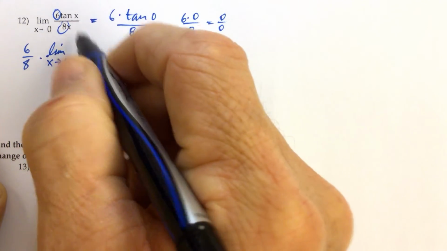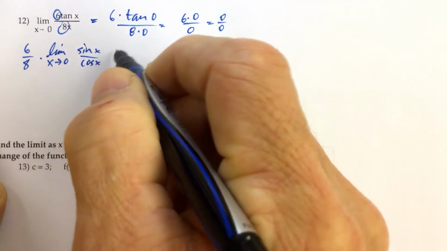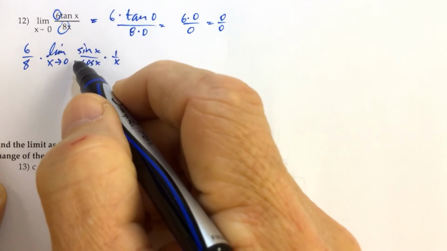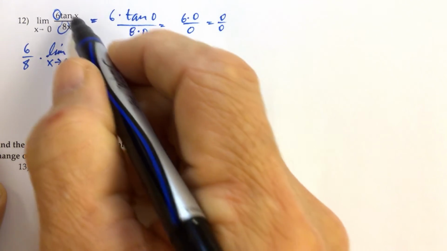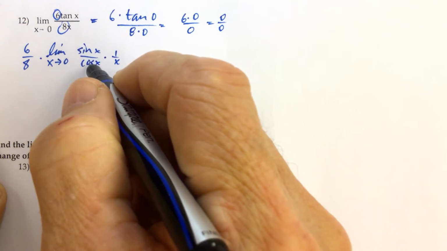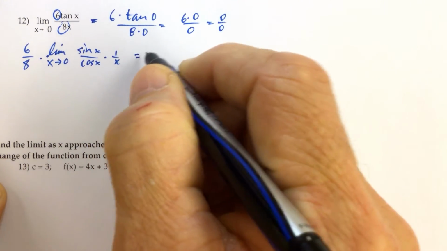But we're going to write the tangent of x as the sine of x over the cosine of x. And then that's times 1 over x. I didn't have to write that, I could have written x down here. But the bottom line is we can take tangent of x over x and write it as sine of x over cosine of x times 1 over x. So do the math if you don't believe me.